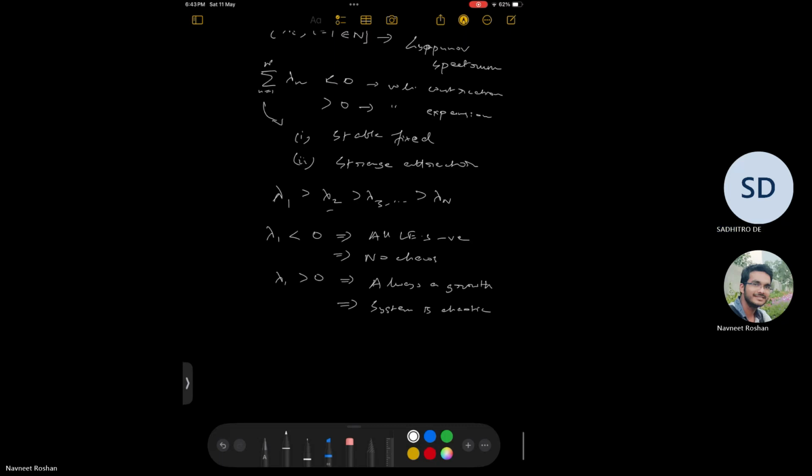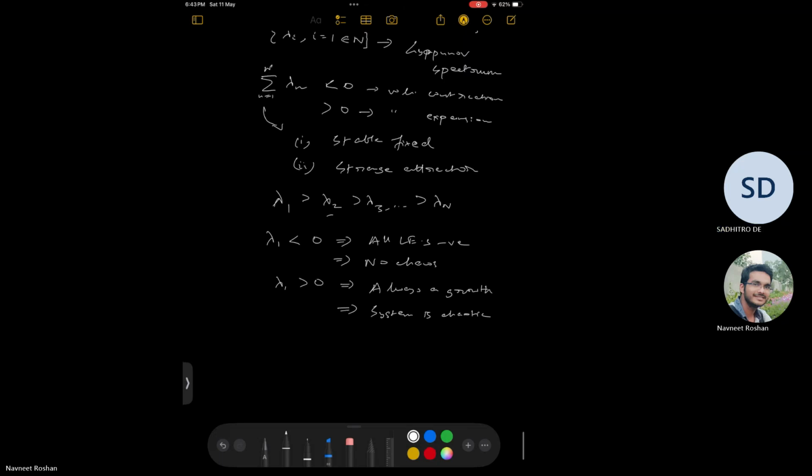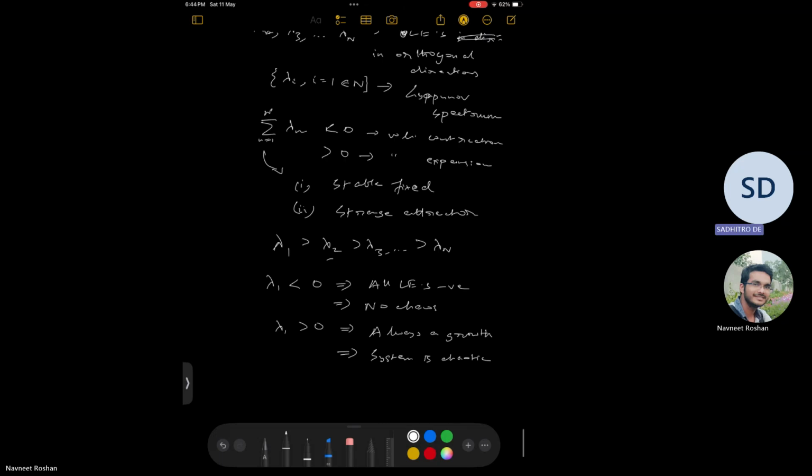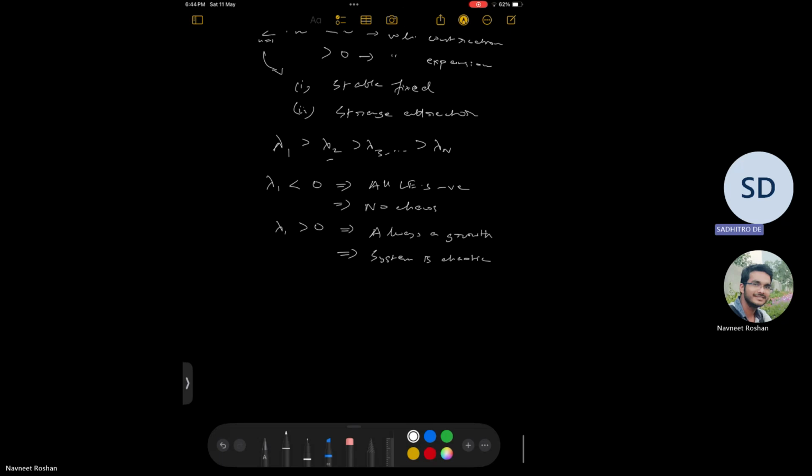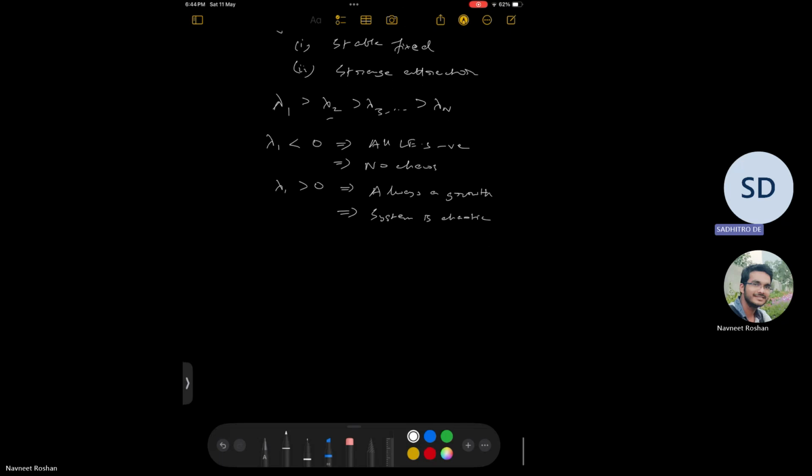Okay, so this is what we mean by Lyapunov exponents, and this is what we use to quantify the sensitive dependence on initial conditions, or to quantify the amount of chaos in a system.